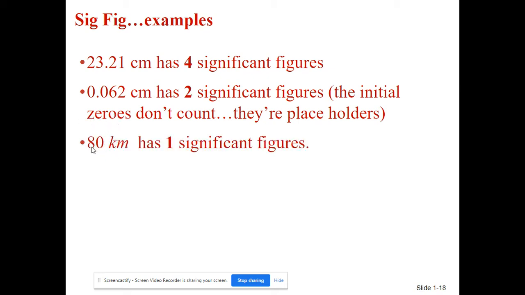Here we only have 1 sig fig. It's like that 10,000 in the video. If we wanted to have 2 sig figs, then it should be written as 80 with a decimal, because then that 0 would be significant.